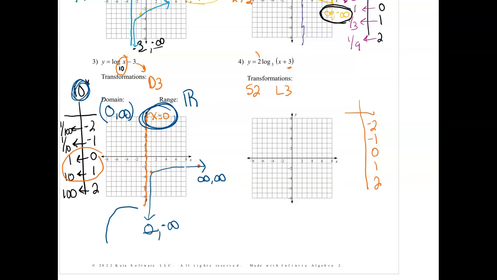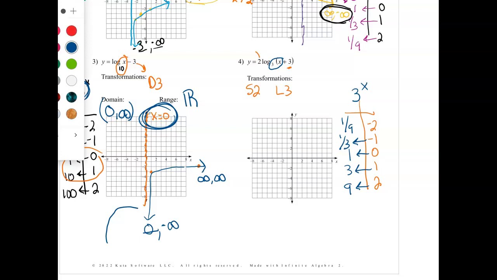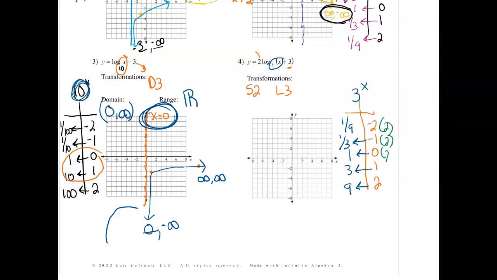What I'll be using to make the table is this 3 to the x power. So anything to a 0 power is 1, 3 to the first is 3, 3 to the second is 9, and then those negative exponents just move the 3 and the 9 into the denominator. Now, because I do have a stretch, I need to take all these y values and multiply all these y values by 2. So this 2 that I keep writing in parentheses, that is my stretch.